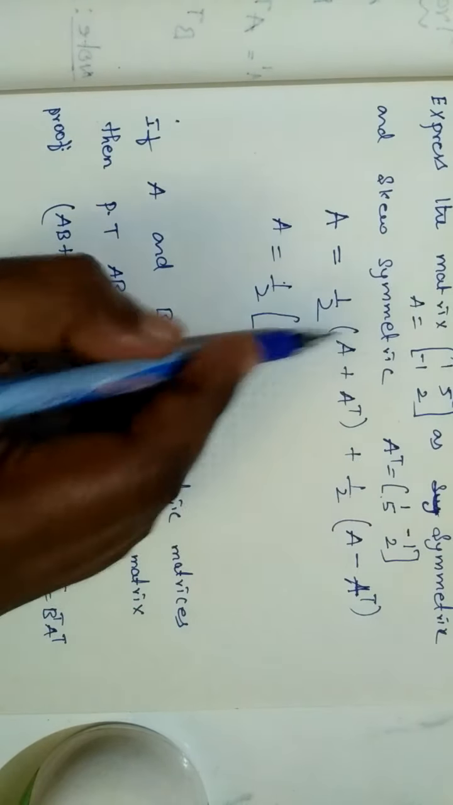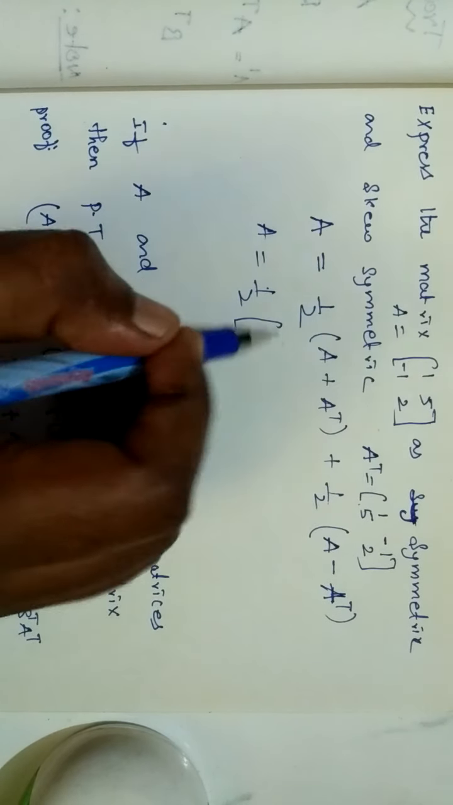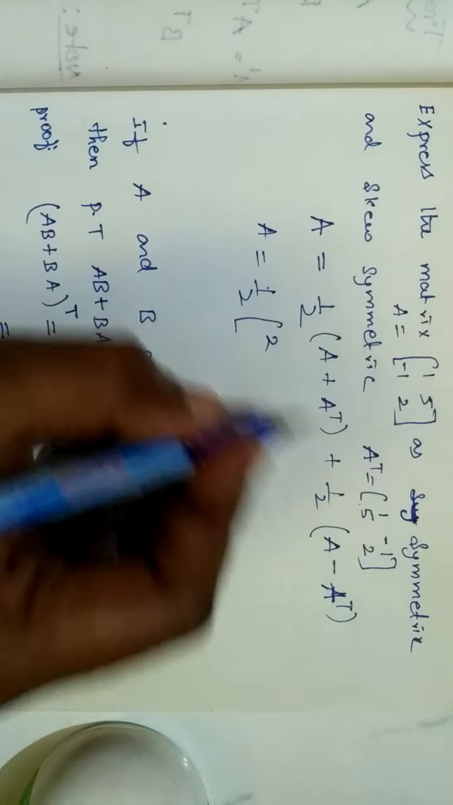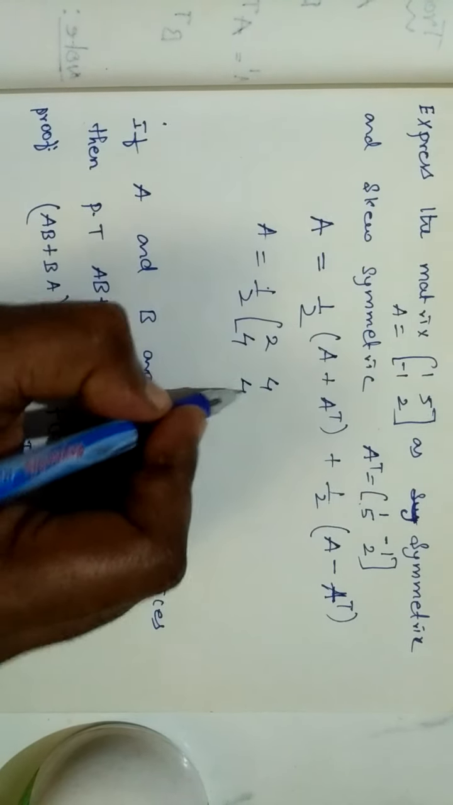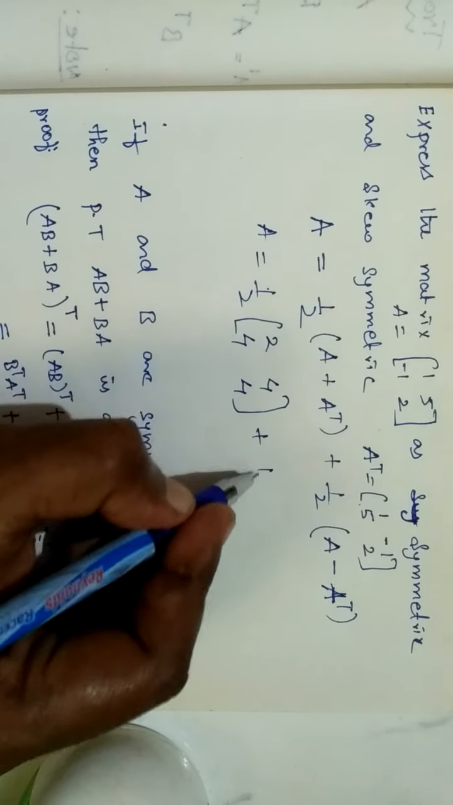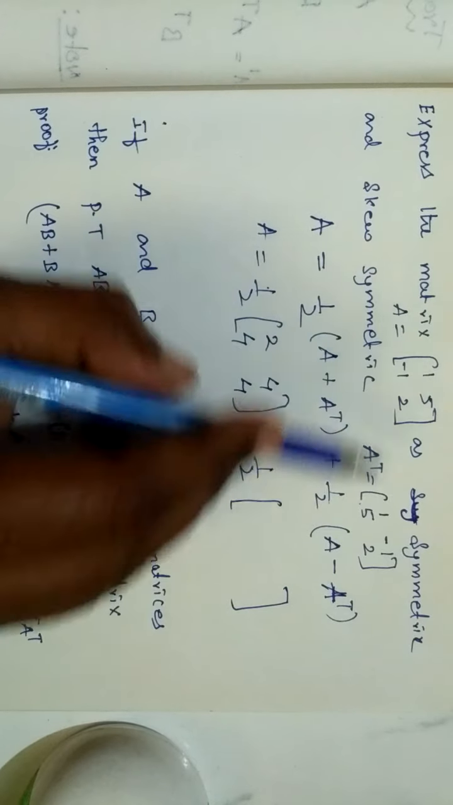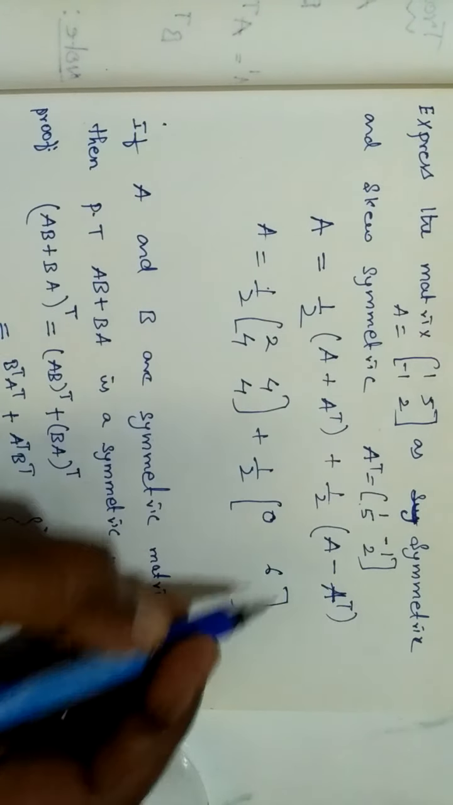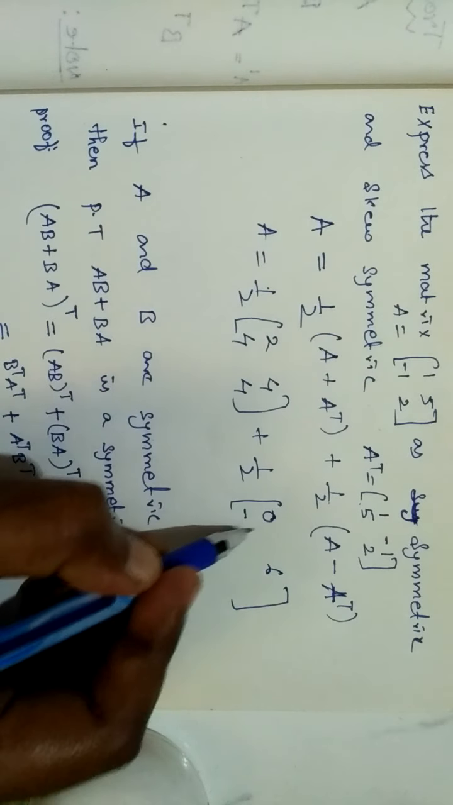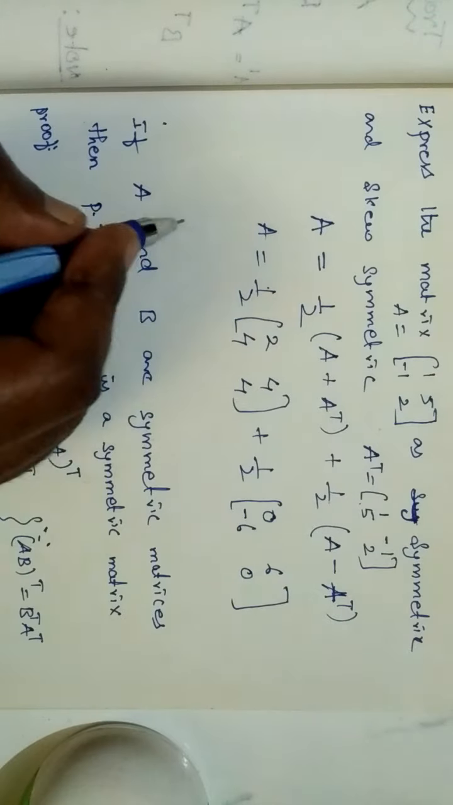Now A is equal to half of this, both the matrices. If you add, then it is A plus A transpose. If you add both, it becomes 2, and this will become 4, and 4 over here. And again, half of A minus A transpose. If you subtract both, it becomes 0, and when you subtract this and this, you will get minus 6, and 2, and this one, if you subtract, 0.